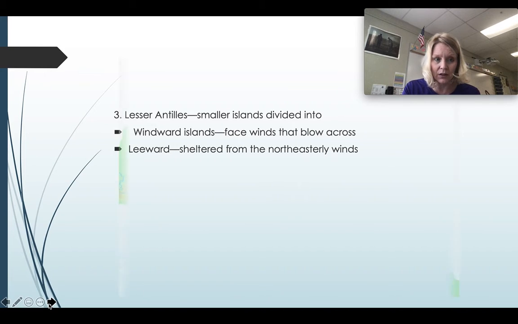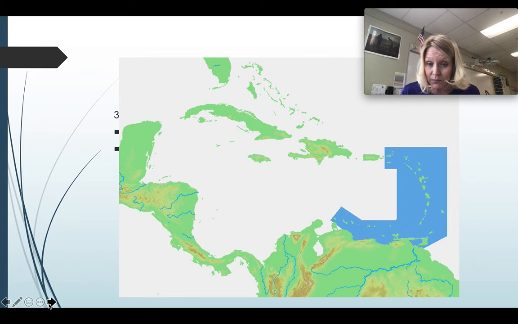And so we'll take a look here. In that area in blue, those are considered the Lesser Antilles. And now we're getting really far south. Now take a look. You can see where Central America is. You can kind of see where the tip of Mexico is. You can see a little bit of the tip of Florida. We can see Cuba and Puerto Rico and Haiti.